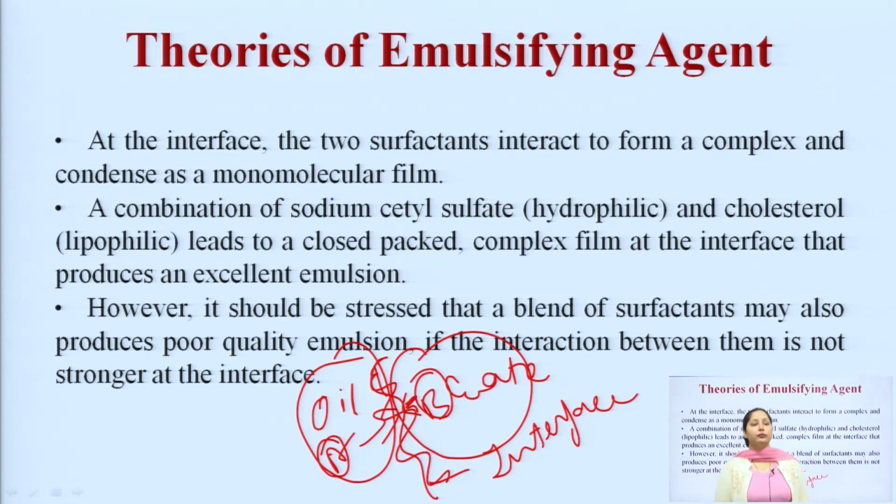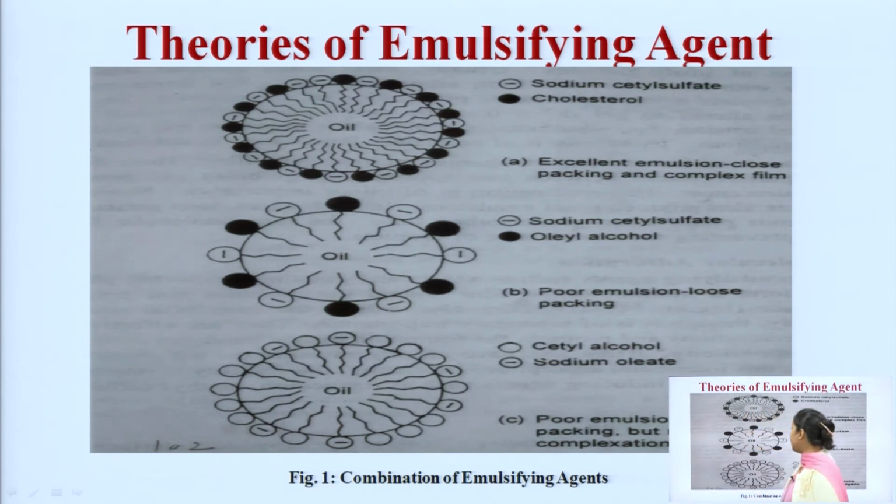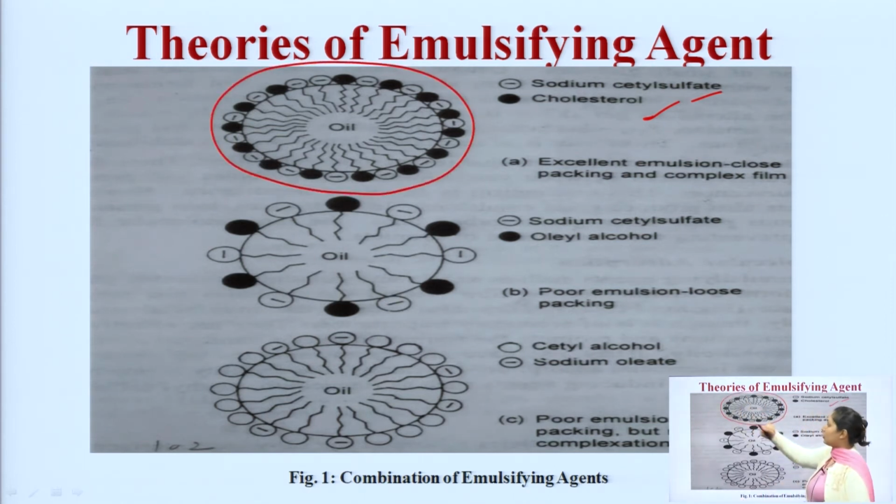A combination, for example, of sodium cetyl sulphate and cholesterol leads to a closed pack complex film at the interface that produces an excellent emulsion. So, if we look into this figure, here we take the two emulsifiers, sodium cetyl sulphate and cholesterol. The combination of these two forms a strong condensed film and protects the oil globule.